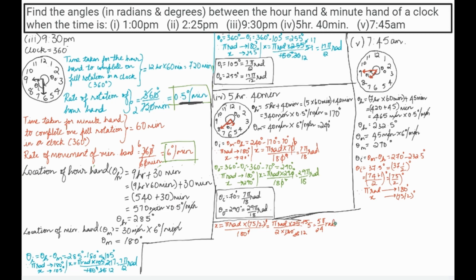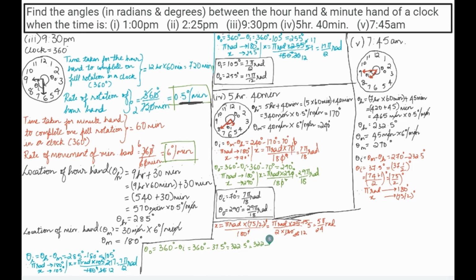Next is our outer angle, that is theta O. When we subtract the inner angle from 360 degrees, we get our outer angle, that is 360 degrees minus theta I, which is equal to 360 degrees minus 37.5 degrees, which is equal to 322.5 degrees. In order to convert it to radians, let us convert this into a fraction.